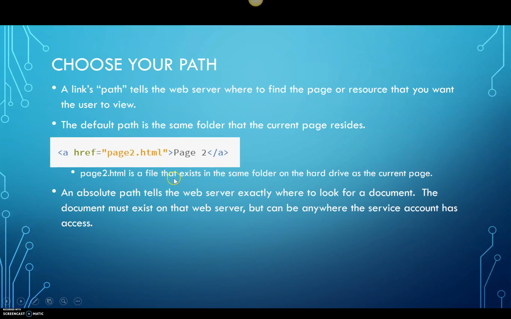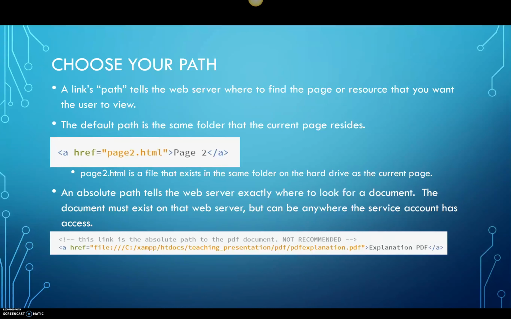An absolute path, on the other hand, tells the web server exactly where to look for a document. The document must exist on that web server, but can be anywhere the service account has access. Now, this is getting into the weeds a little bit about how a web server works, but web servers work within the context of a user account on that server, and that user account has to have access to the file and the folder that the file exists in. So you can point to anywhere on that server as long as the service account has the correct rights to access it.